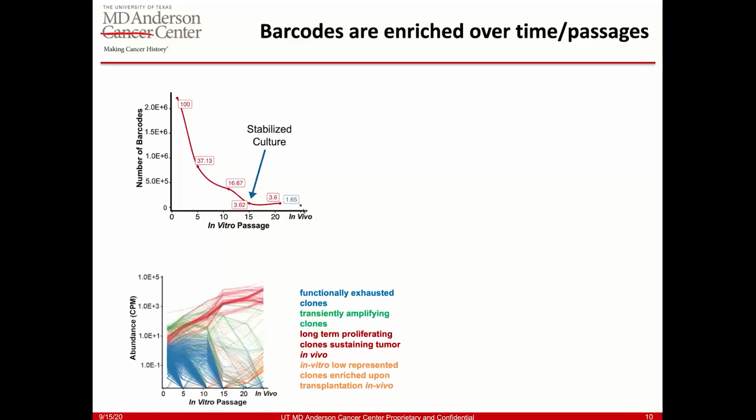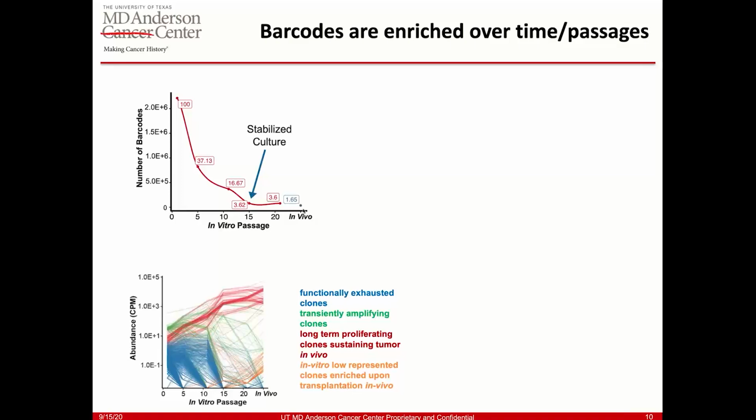In red, what we are showing are the long-term self-proliferating clones, which sustain over passages in vitro, and then also sustain in the transplantation step from the last passage in vitro. What we see is clones in blue, which are functionally exhausted, and they die off in just a few passages. In green are transiently amplifying. They grow for a certain number of passages, and then finally they exhaust.